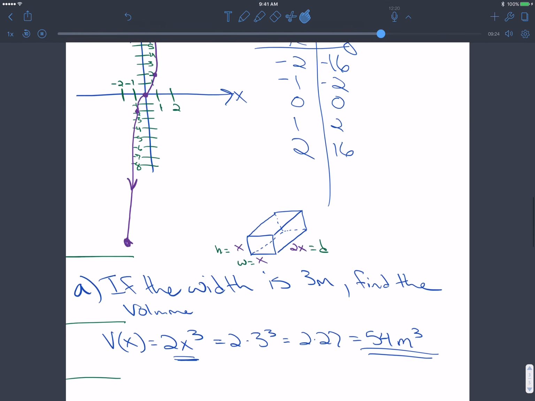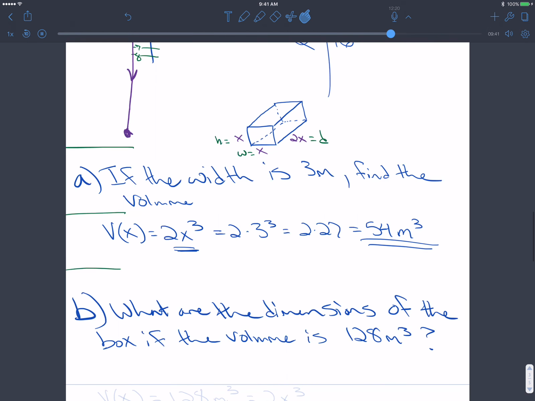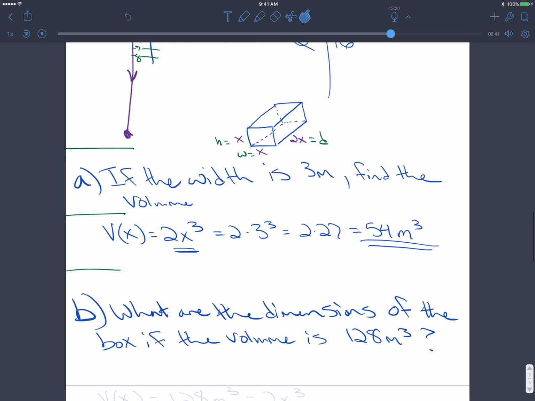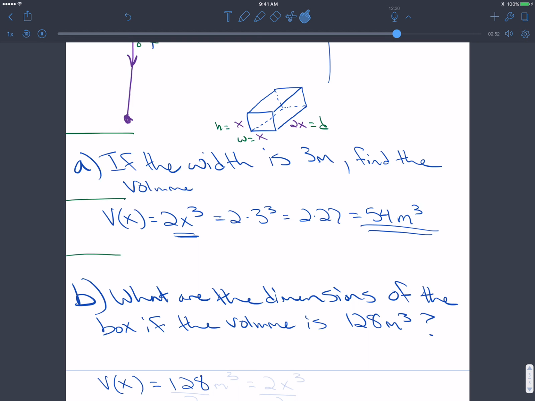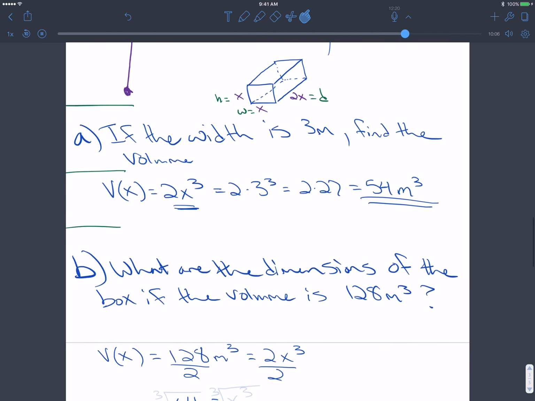Alternative question: what are the dimensions of the box if the volume is 128 meters cubed? In this case, we're trying to figure out what x is, so we can define the dimensions of the box, given that the output of our function is 128 meters cubed. Again, if you have it on your calculator, you're searching for an output or a y value of 128 meters cubed. So V of x is going to equal 128 meters cubed. If you were to do this algebraically, you would say this is equal to the 2x cubed for our function, so you divide by 2. That gets you 64 is x cubed.